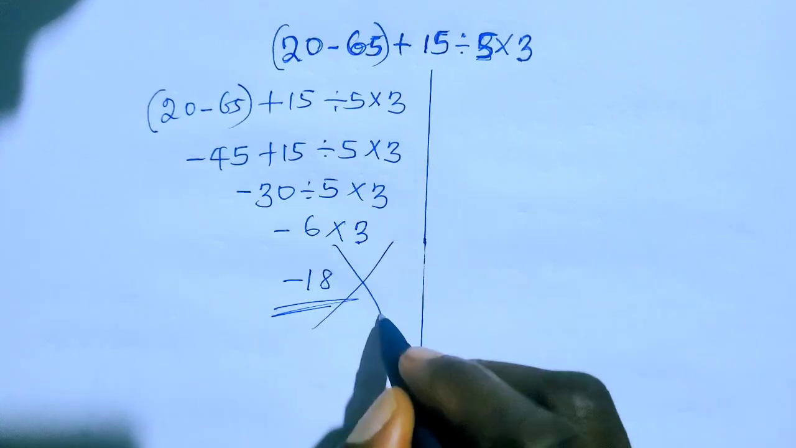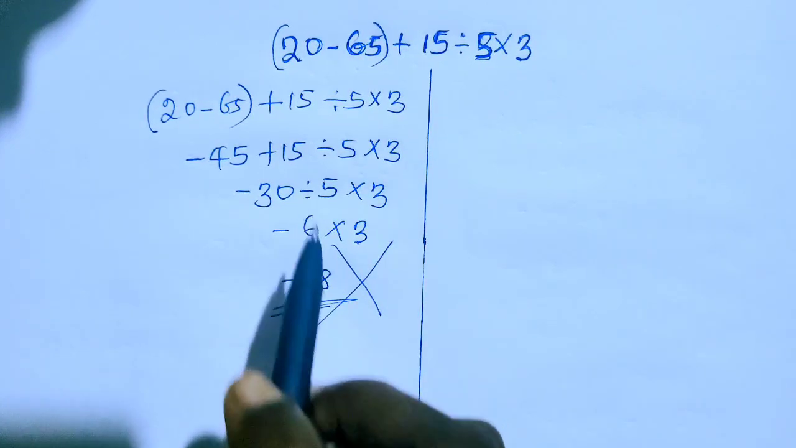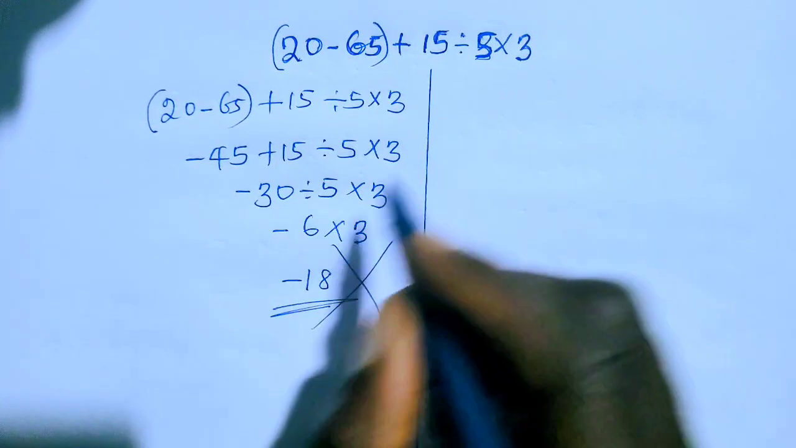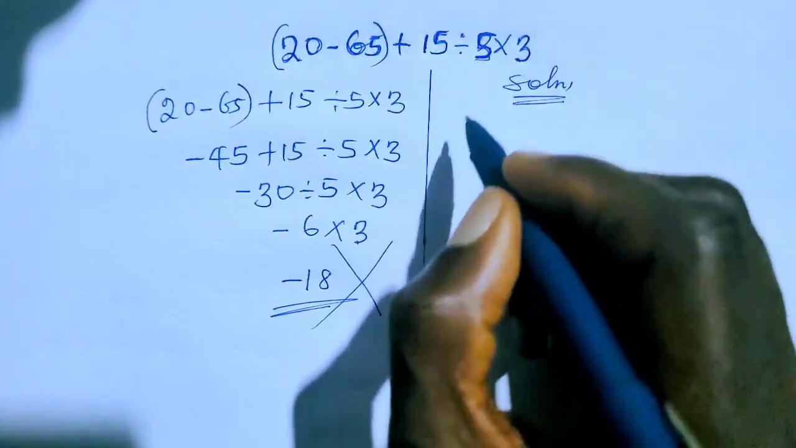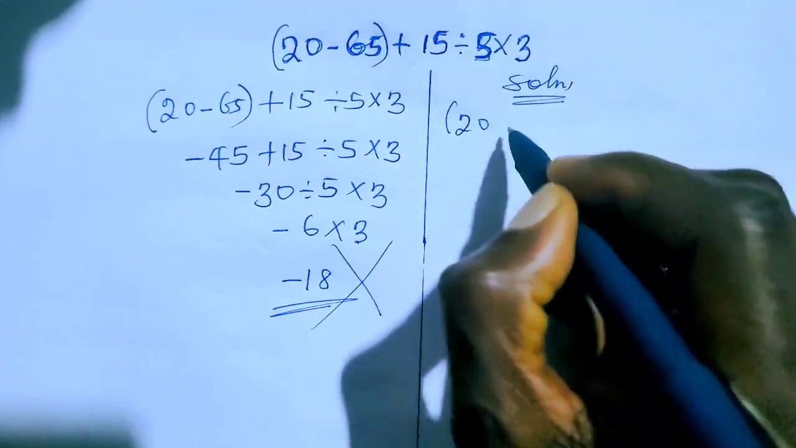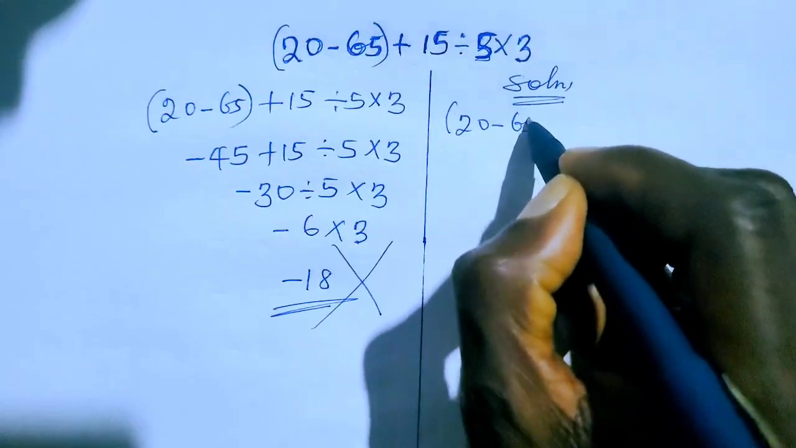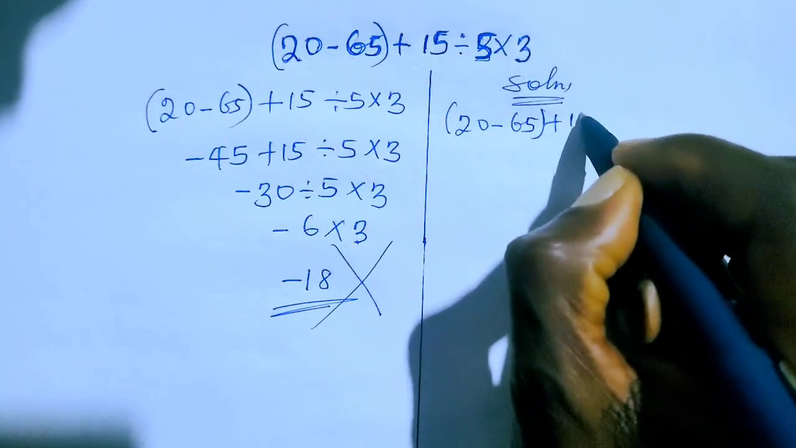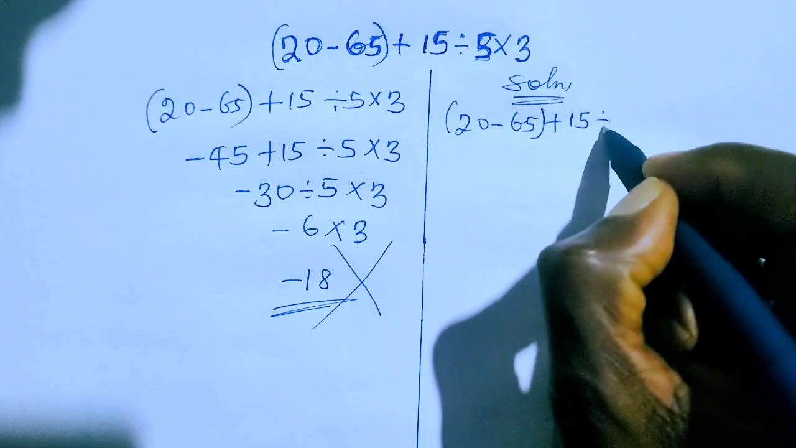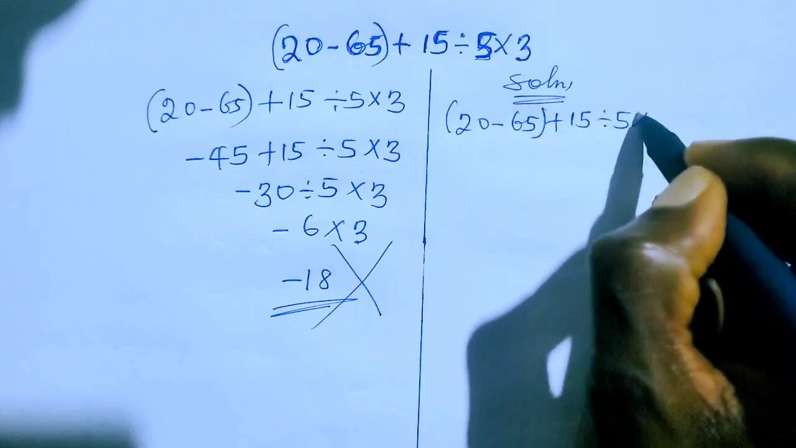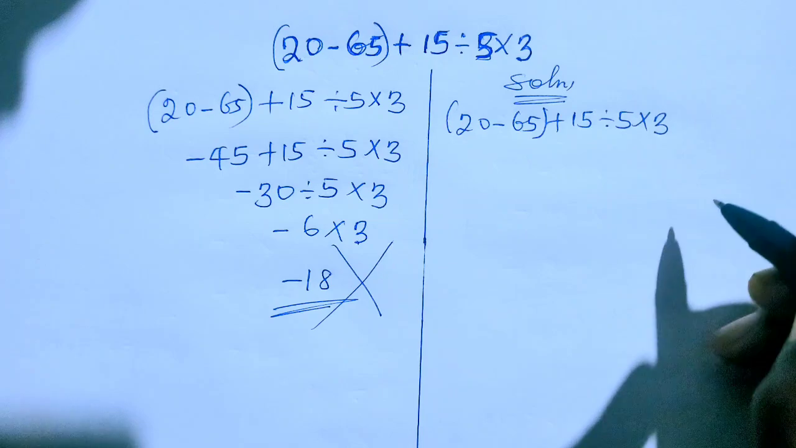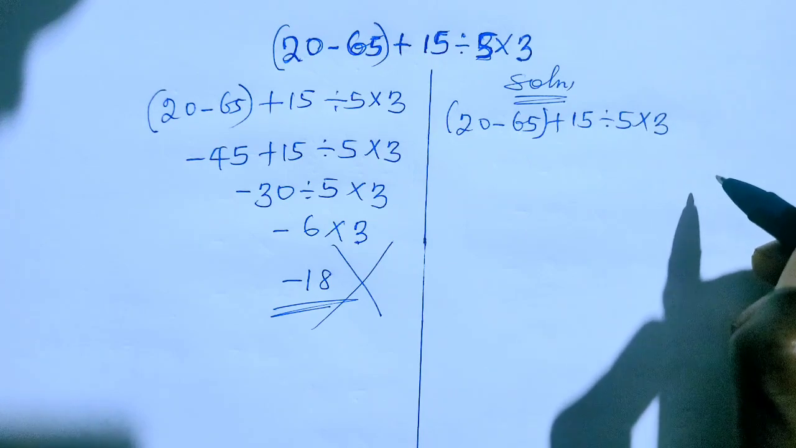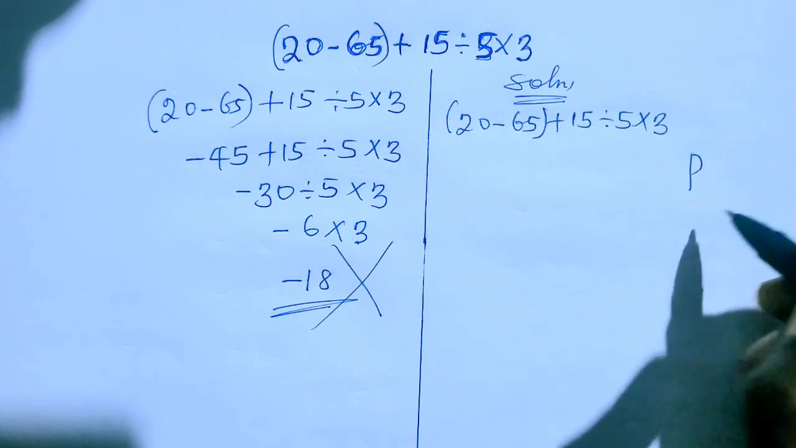But this answer is wrong. Do not make this mistake. Now to get this correctly, we are going to have 20 minus 65 plus 15 divided by 5 multiplied by 3. Now right here, we are going to follow this other operation called PEMDAS.